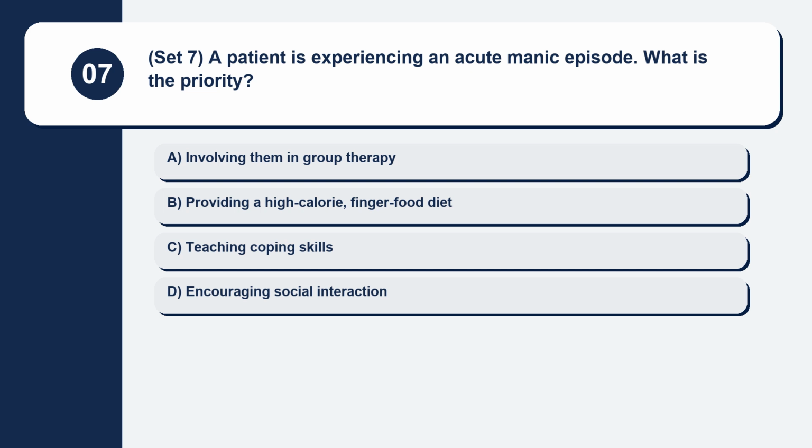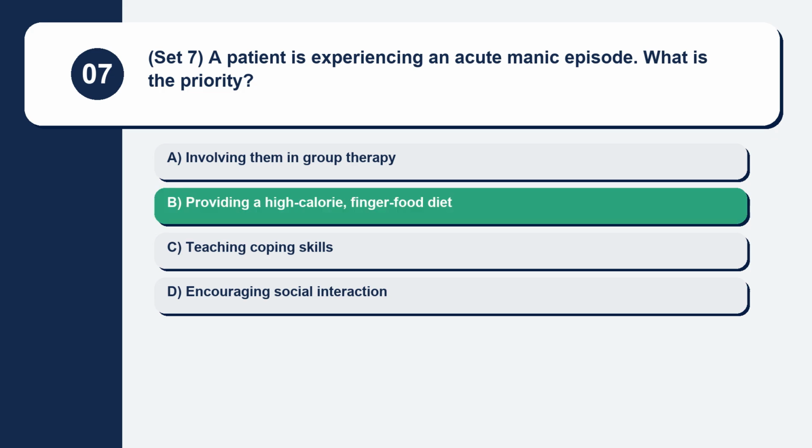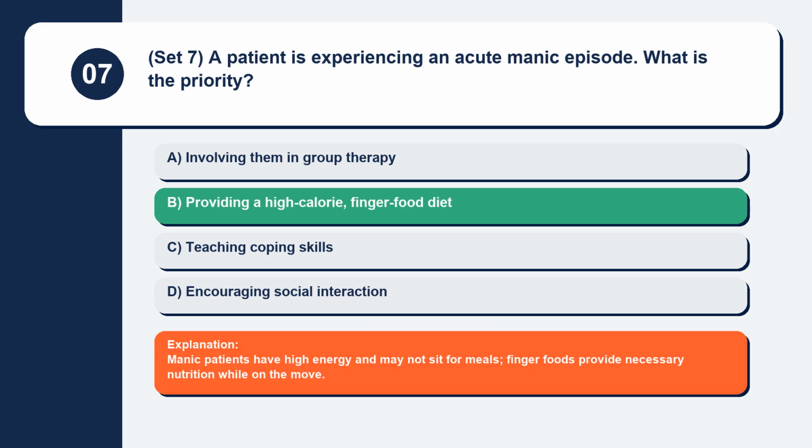Question 7. Set 7. A patient is experiencing an acute manic episode. What is the priority? Involving them in group therapy, providing a high-calorie, finger food diet, teaching coping skills, encouraging social interaction. Manic patients have high energy and may not sit for meals. Finger foods provide necessary nutrition while on the move.